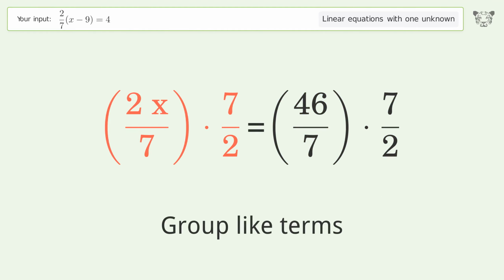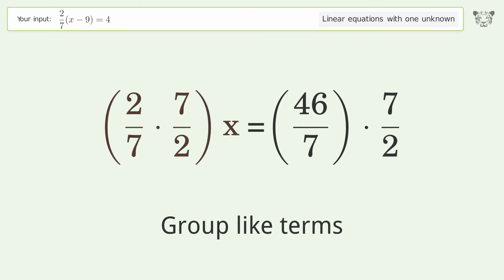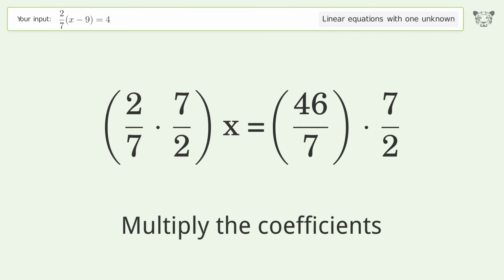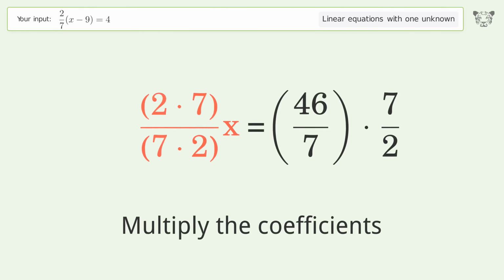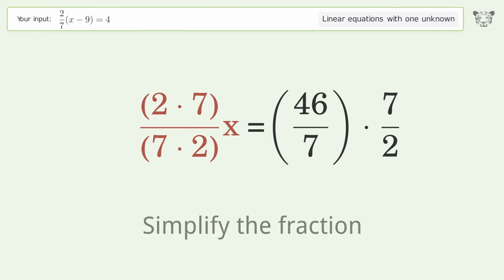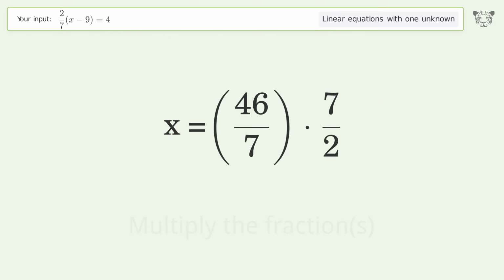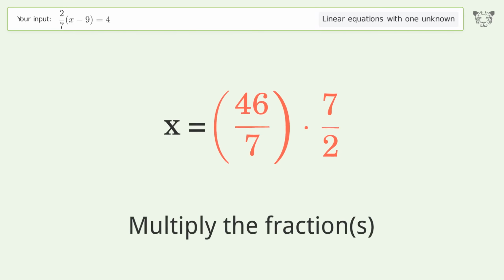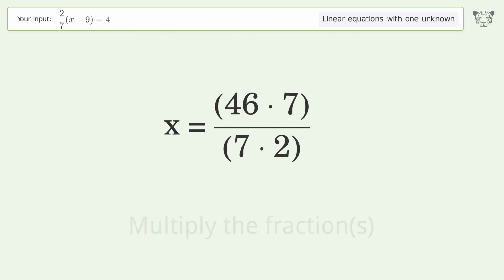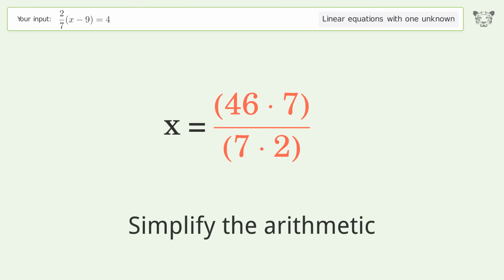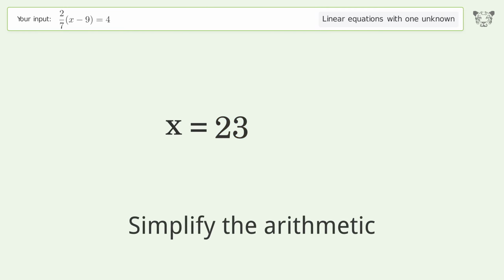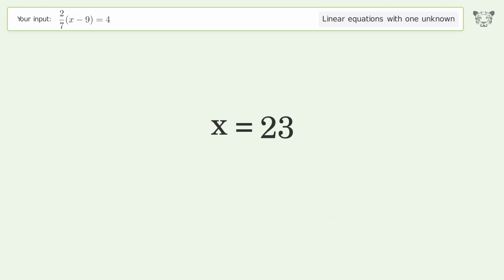Group like terms. Multiply the coefficients. Simplify the fraction. Multiply the fractions. Simplify the arithmetic. And so the final result is x equals 23.